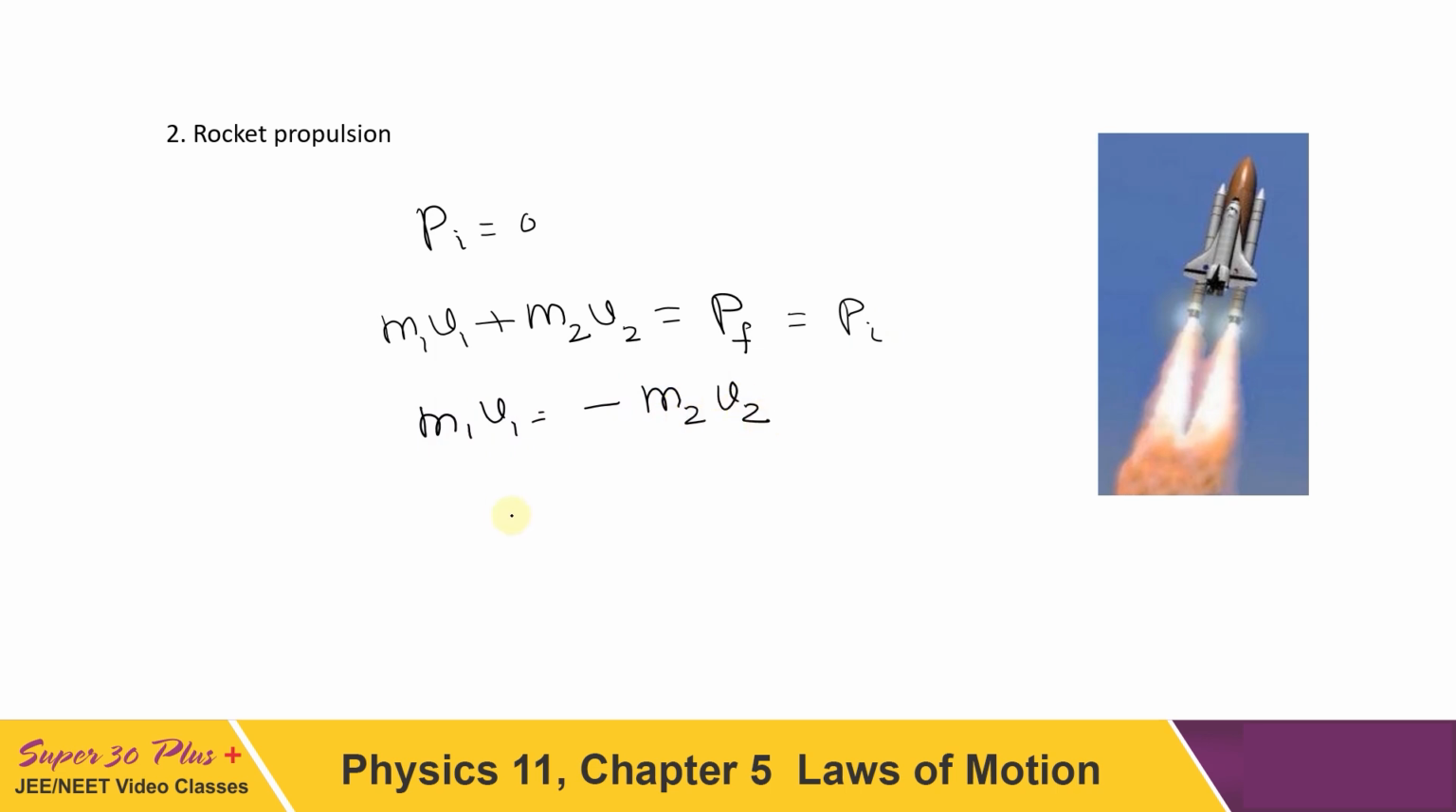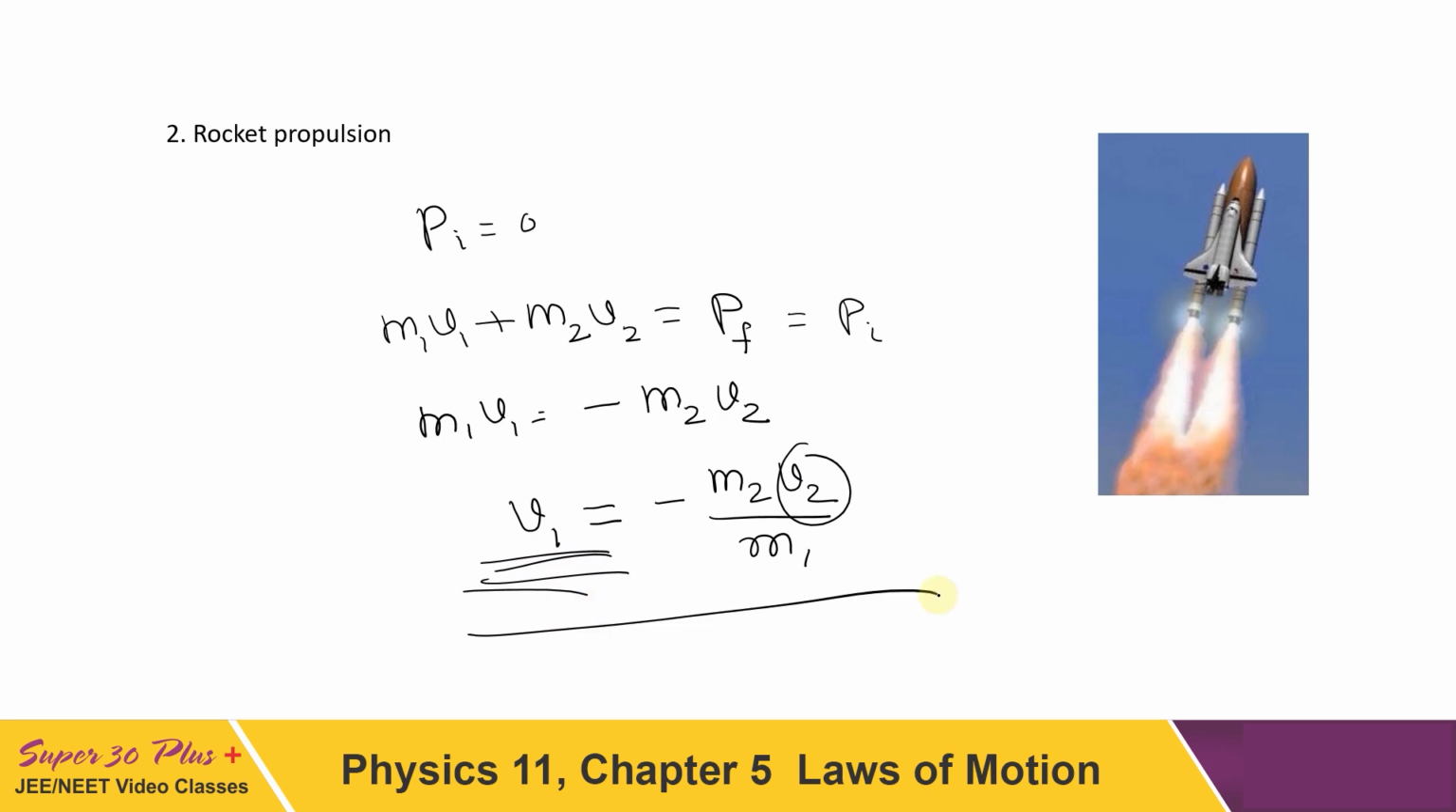From here the velocity of the rocket is equal to minus m2 v2 upon m1. So if v2 is the velocity with which the gas is ejected from the rear, this will be the velocity with which the rocket gets upward lift. So this is how momentum conservation is applied even in the case of rocket propulsion.